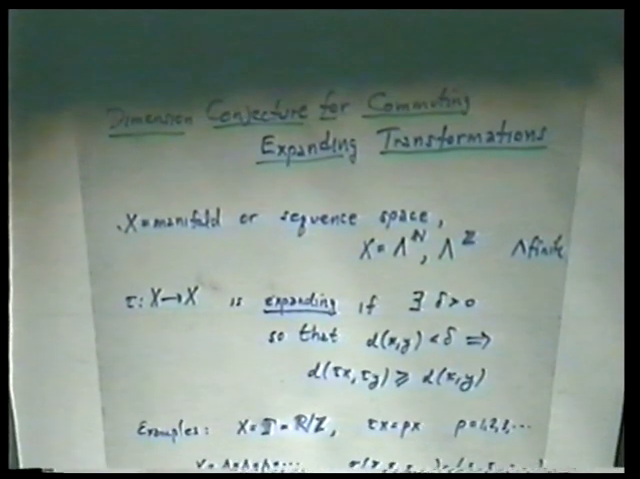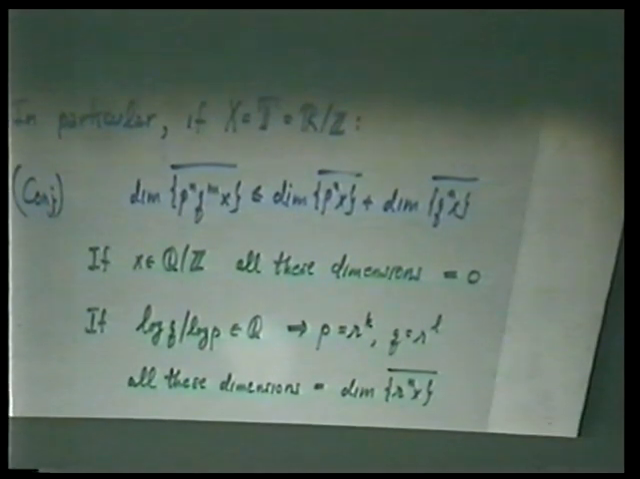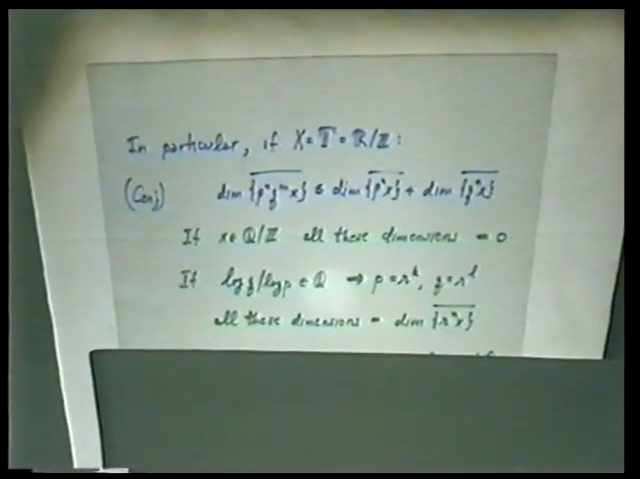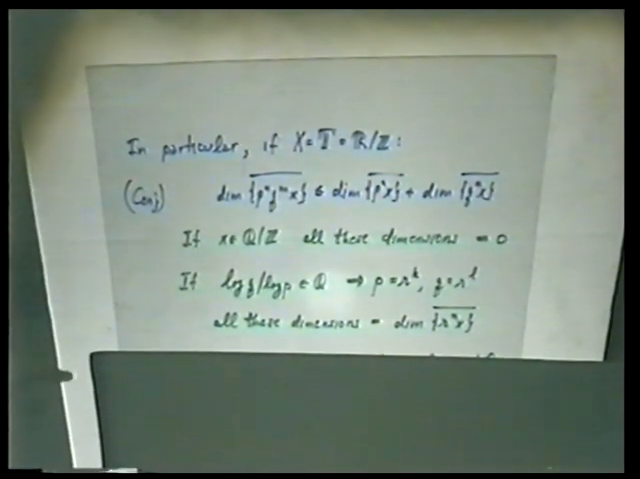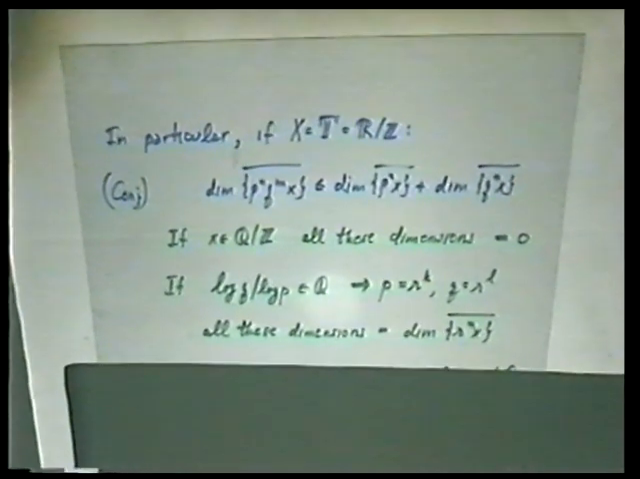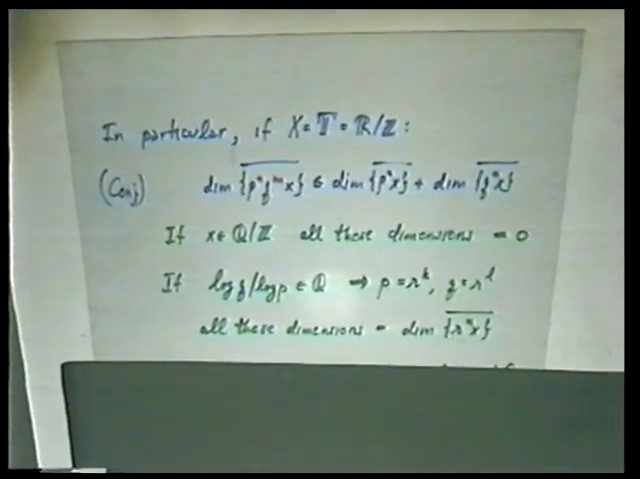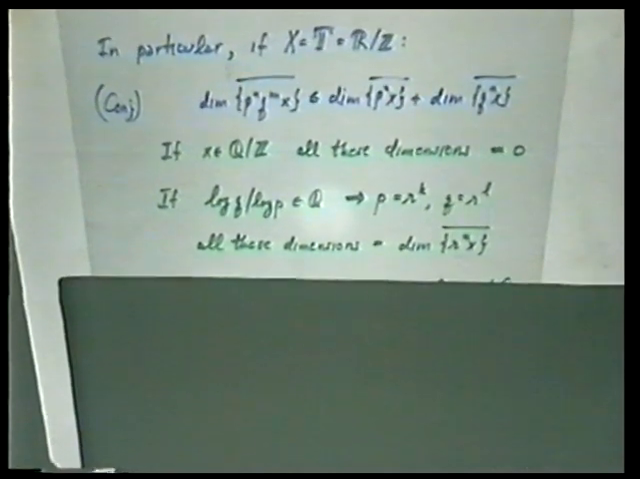Already in the case of the circle, just take P and Q, multiplying by P and Q as your two commuting expanding transformations, and so there are several trivial cases. If x is rational, then all the dimensions in the picture are 0. If P and Q are related, so that both are powers of a single number, then it turns out that all the dimensions are the same. So again, the statement is true.